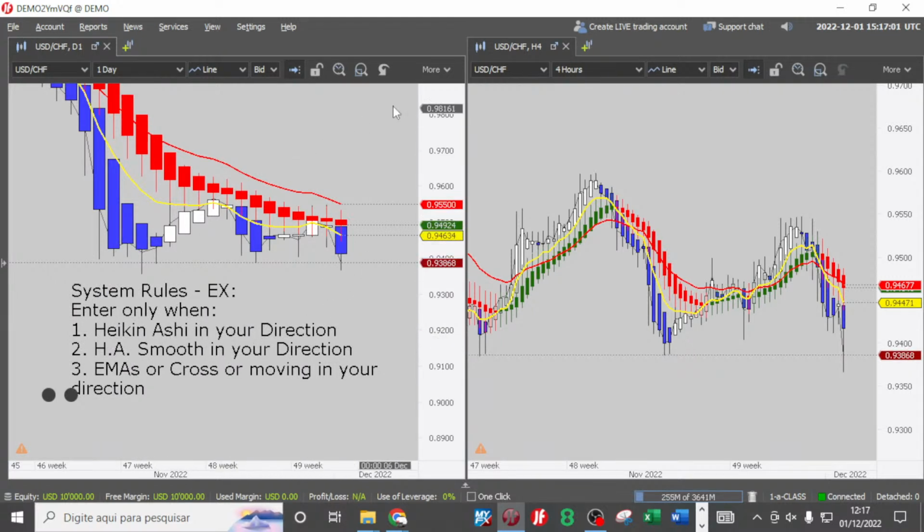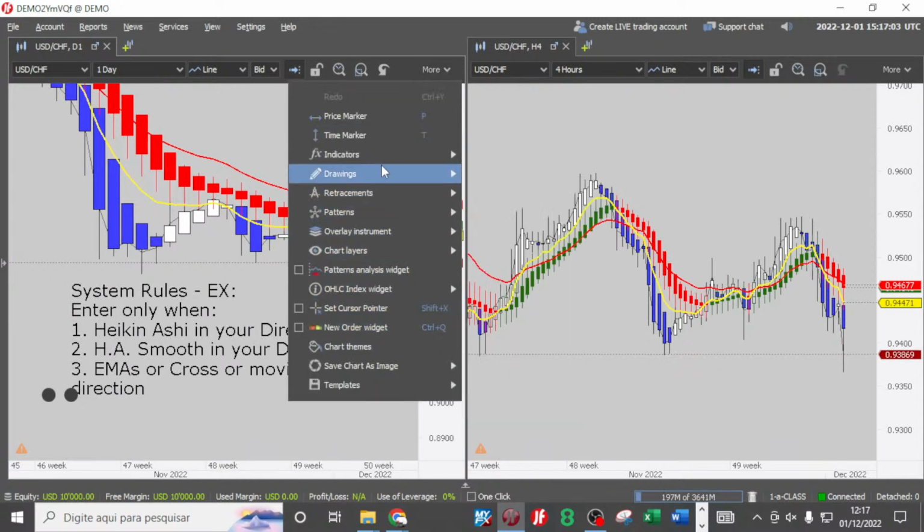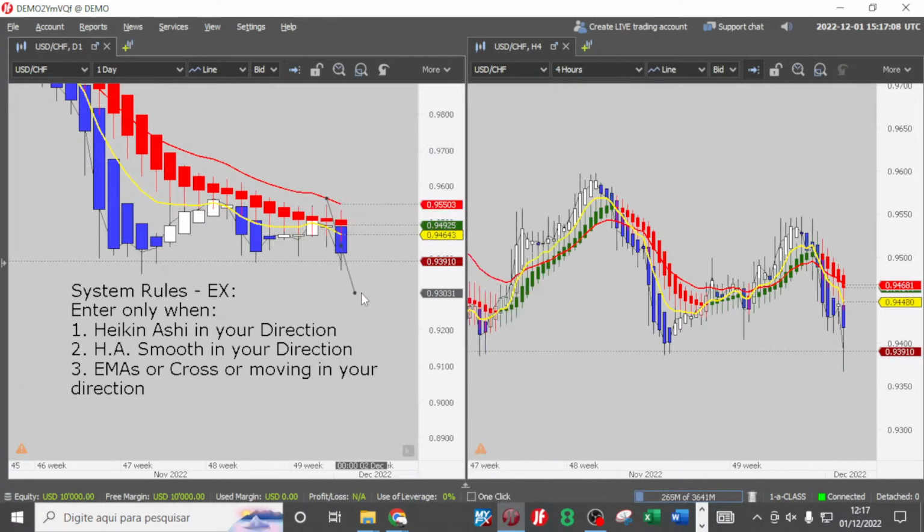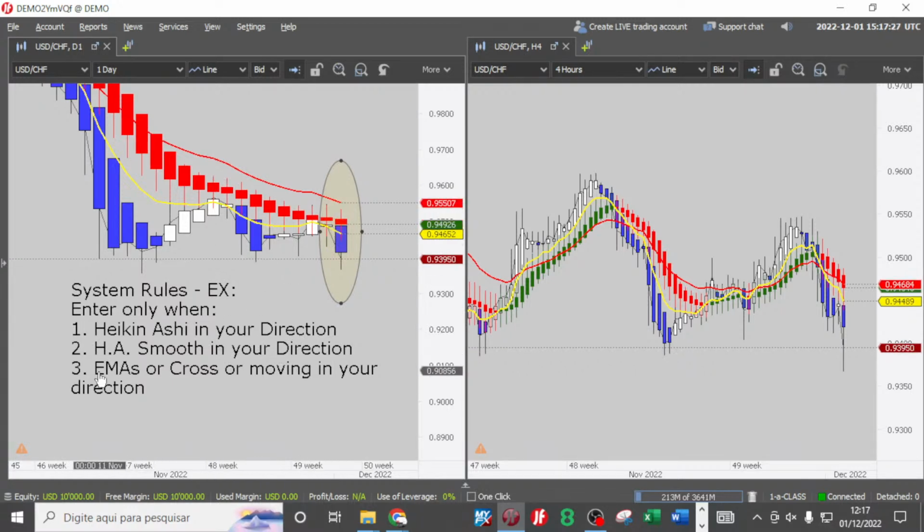Do you have the Heikin Ashi in your direction, everybody? Yes, you can have any colors you want. I have blue for the bear and white for the bull. It's a tricky question. Can you enter right now shorting USD CHF? You need to have Heikin Ashi in your direction, meaning blue. Heikin Ashi smooth in your direction, meaning red, and it is, right? EMAs crossed or moving in your direction, so the red line and the yellow line are still falling down.